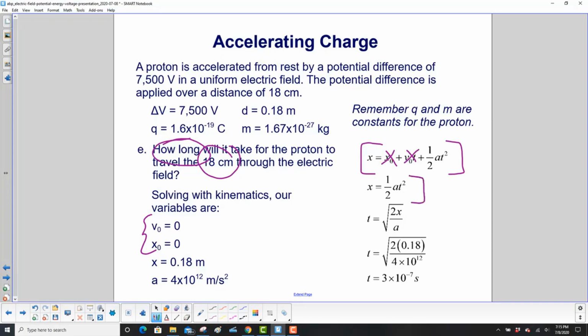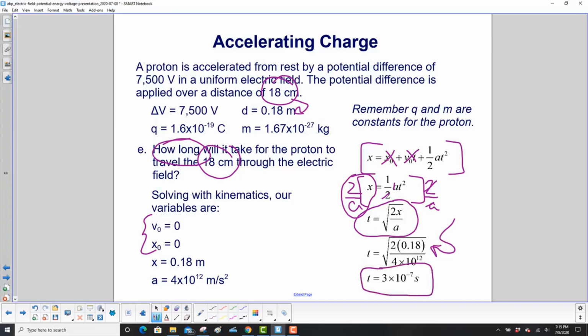So over here, we multiply both sides by 2 over a. That'll give us 2x over a, and here the 2 will cancel, the a will cancel, and we have t squared is 2x over a. Take the square root of both sides. t is the square root of 2x over a. Plug in our numbers. And of course, we said 18 centimeters. Well, that's 0.18 meter. Got to be in meters. And we get time is 3 times 10 to the minus 7th seconds.